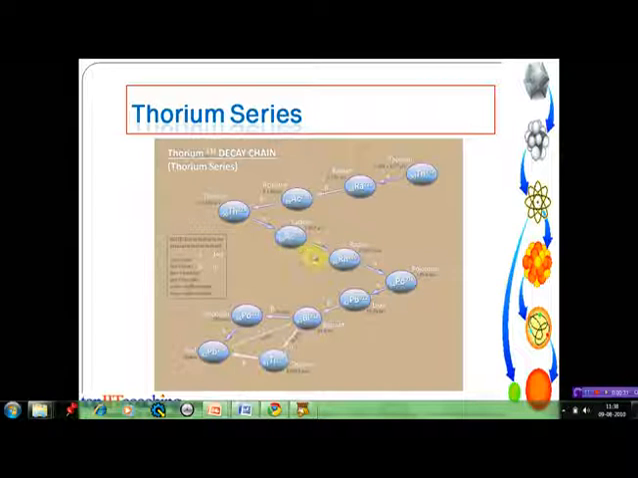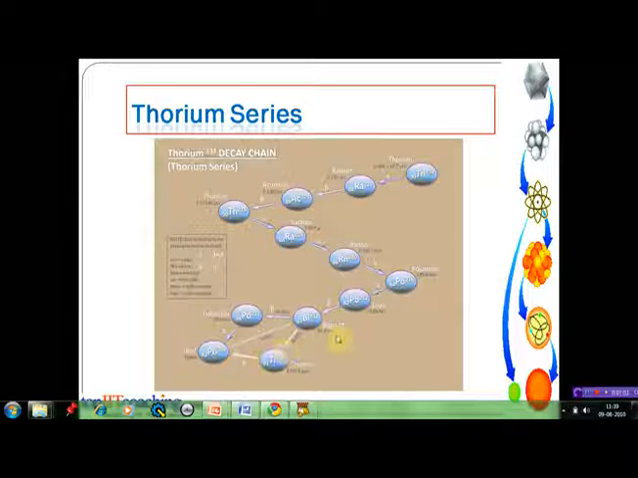It again emits an alpha particle and forms Radon-220, which again emits an alpha particle to form Polonium-216. An alpha particle is again emitted, forming Lead-212, which emits a beta particle to form Bismuth-212. Now, most of the Bismuth-212 gets converted into Polonium-212 by emitting a beta particle, which then emits an alpha particle and forms Lead-208, which is the final product.